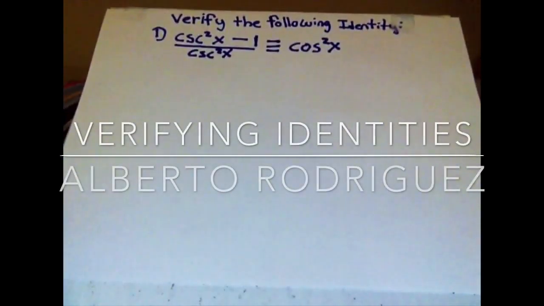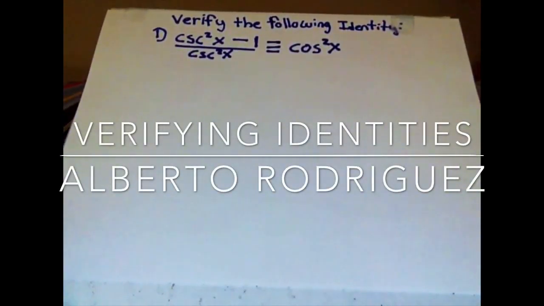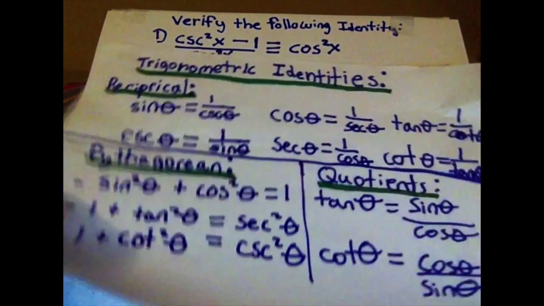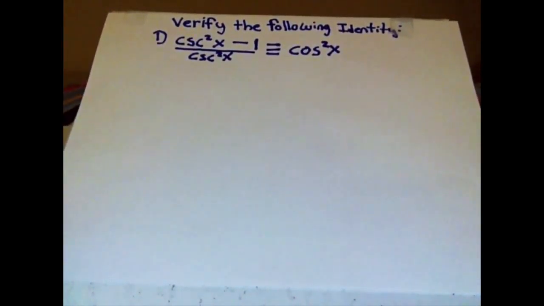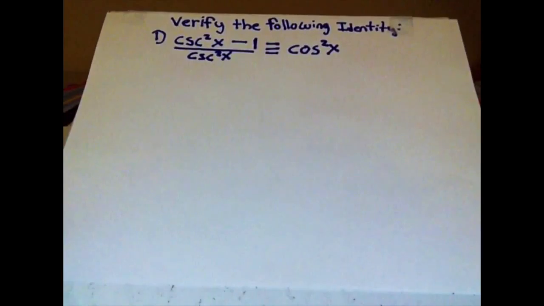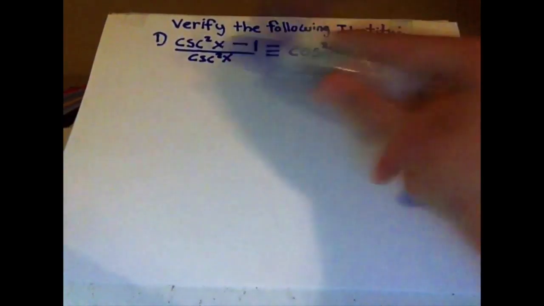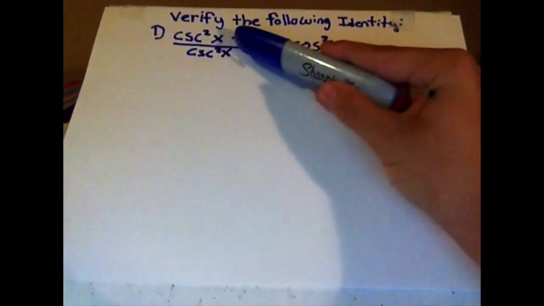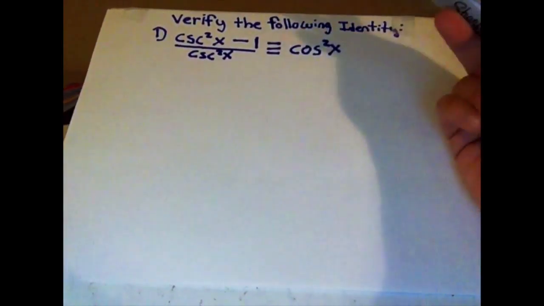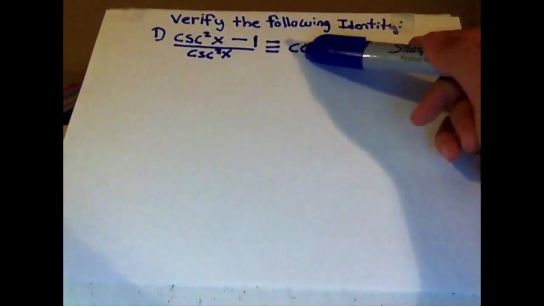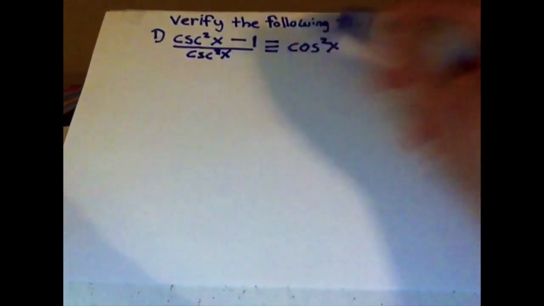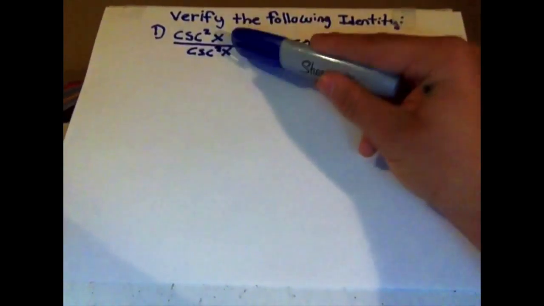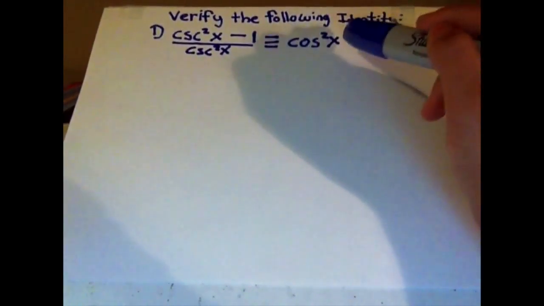Hello, today I'll be showing you how to verify trigonometric identities using the trigonometric identities. A quick trick to make it easier for you is to transfer these into cosine or sine. Since this side is already cosine squared x, I'm going to keep it how it is, and I'm going to try to make this side into cosine squared x.